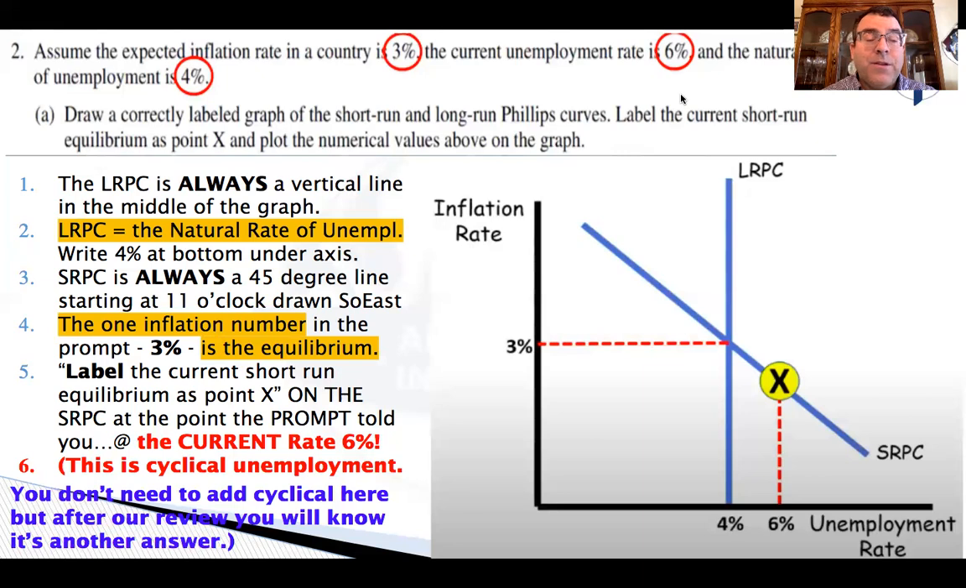However, if you're taking the digital test, you always need to know the story immediately. So just tell yourself that this is a recession with cyclical unemployment.